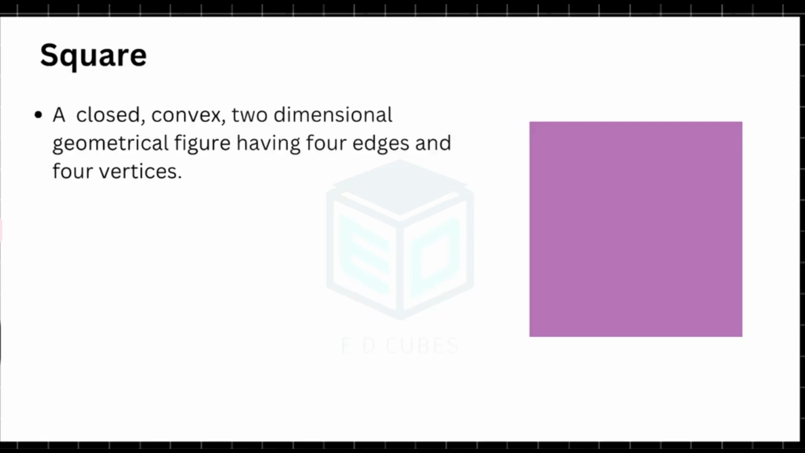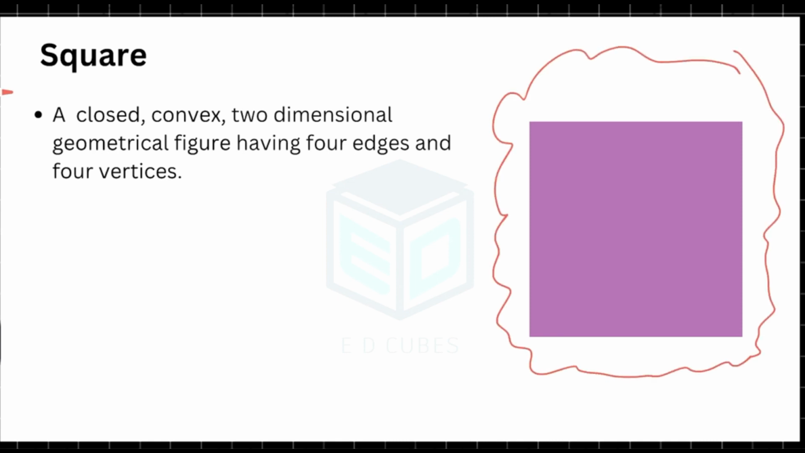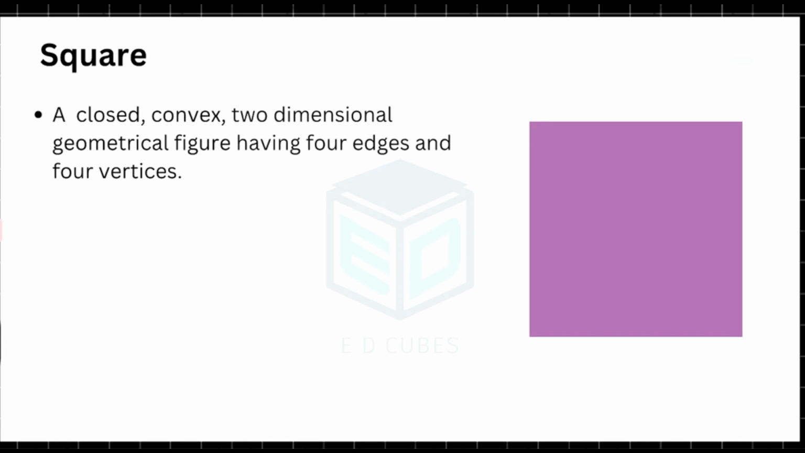So today's shape is square. Today we are going to know all about the square. So what is a square? A square is something which looks like this. Whenever we hear the word square, we should imagine some figure which looks like this, or some objects which look like this.